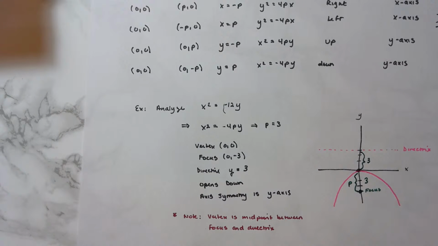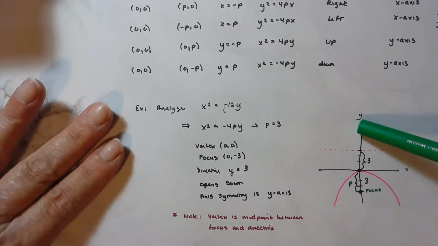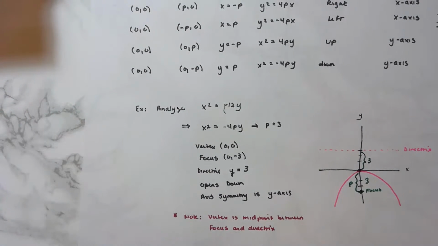The other thing I know is that it's going to open down. How did I know that? Well, because we had a negative there. And the axis of symmetry, according to my table, has to be the y-axis, and as you can see, it is.